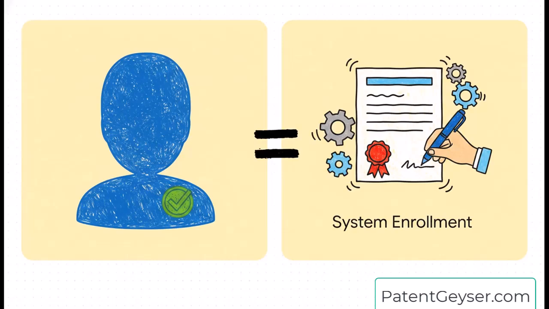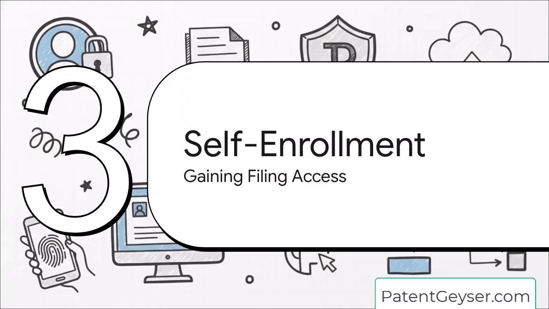But keep in mind, returning to your profile to see that your ID.me verified is great, but it is not the same thing as Patent Center enrollment. Proving you're a real person is step 1. Now you have to register your specific legal role in the patent system. Which brings us to Part 3, Patent Center self-enrollment.